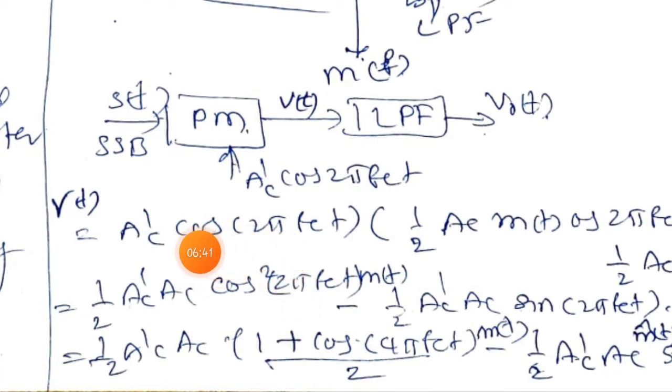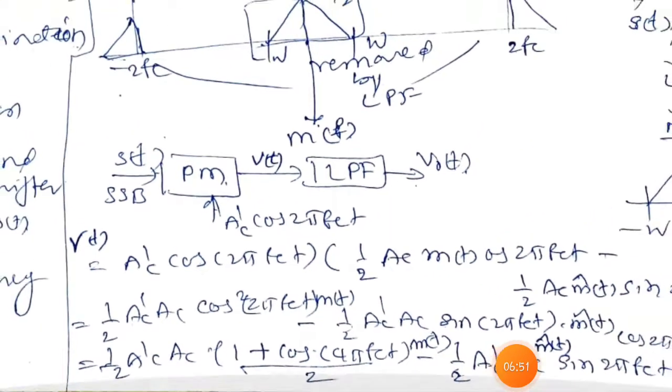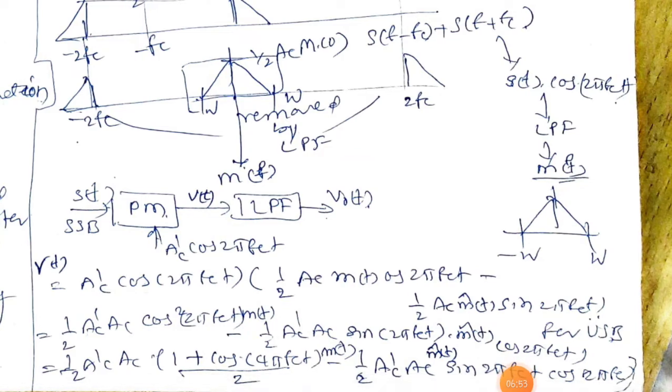Now you can do it with time domain analysis. The carrier signal is multiplied with the SSB signal. So what is the SSB signal? It is 1/2 Ac m(t) cos 2 pi fct minus 1/2 Ac m cap(t) sin 2 pi fct. You have to multiply the carrier with this term and with this term.